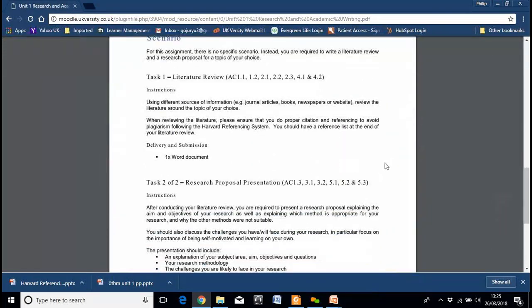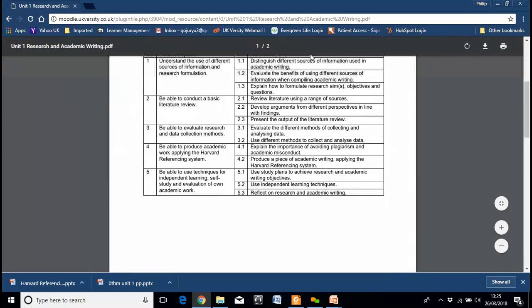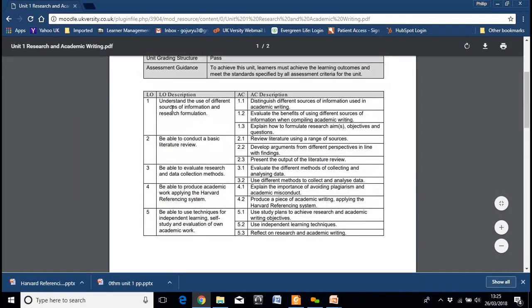So going back to task 1, if you follow the task, rather than that just giving you an outline of what you've got to do, the learning objective asks you to understand the use of different sources of information and research formulation. That's the overall learning objective. The assessment criteria are to distinguish different sources, evaluate the benefits of using different sources, and explain how to formulate a research aim and the objectives and questions.